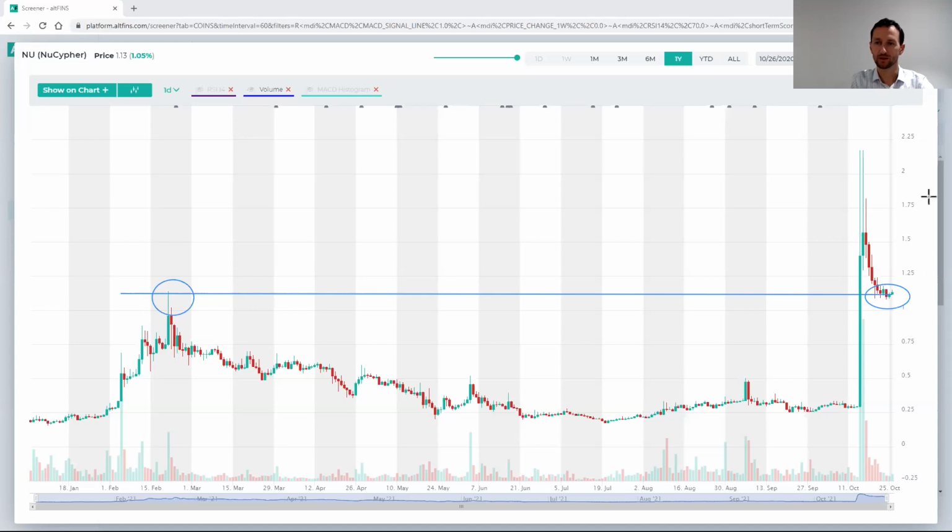So this, for me, is an interesting point to get involved. The downside for me, the next support level will be where we saw some prior resistance area. So that would be about 75 cents, which would be about a 30% downside. But the upside, I think, will be back to these levels, about $2. So we could do this trade. We'll keep that in mind.